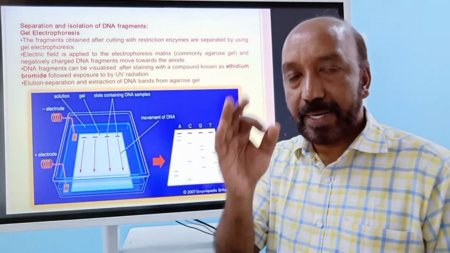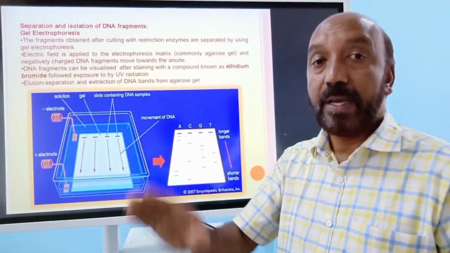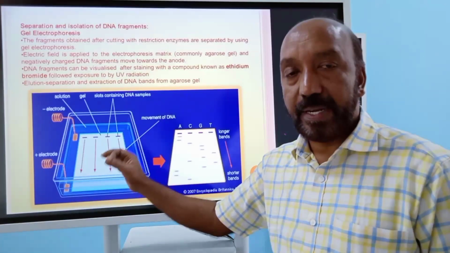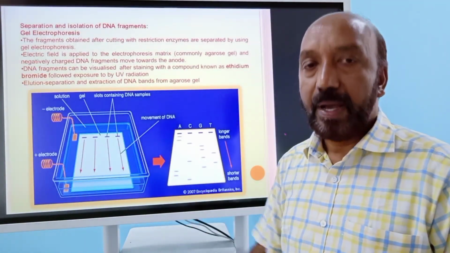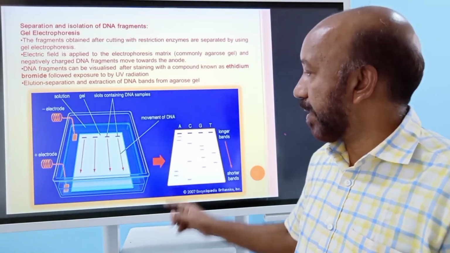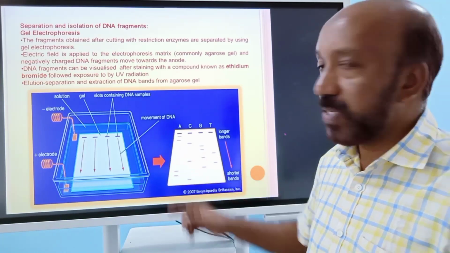And to get the exact result, to see the fragments, we do some more things: treating with a particular stain, namely ethidium bromide, and after that exposing to ultraviolet radiation so that we can get an image of the DNA fragments.